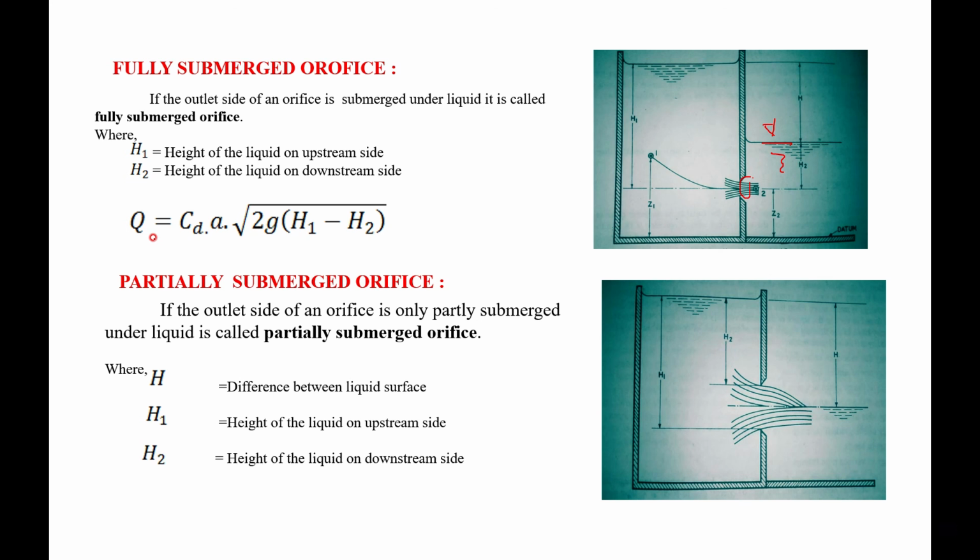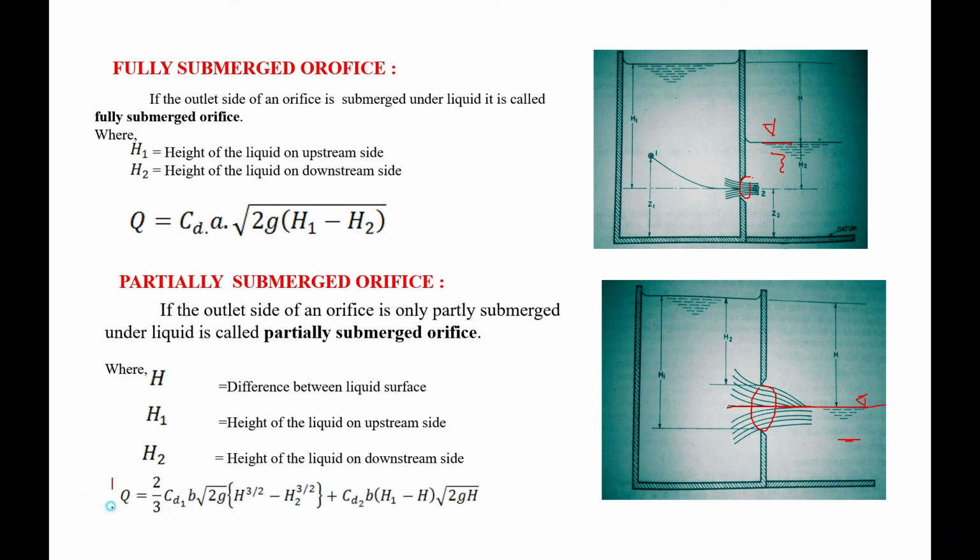Partially submerged orifice. If the outlet side of an orifice is only partly submerged under liquid, it is called a partially submerged orifice. The level of the liquid on the downstream side tank is here, and the orifice is partially submerged in this tank. Here H represents the difference between the liquid surfaces, that is H1 minus H2, the height of the liquid on the upstream side minus the height on the downstream side.